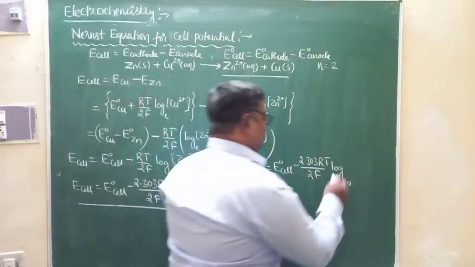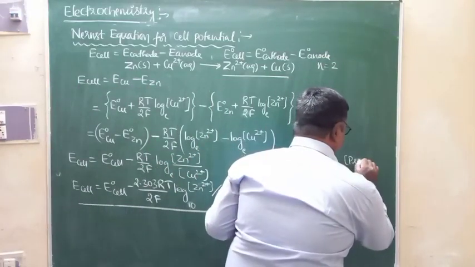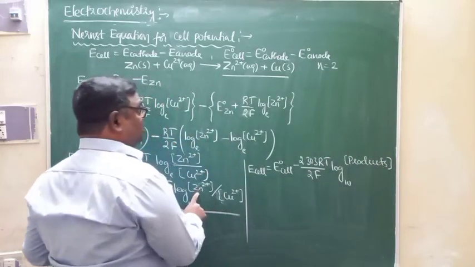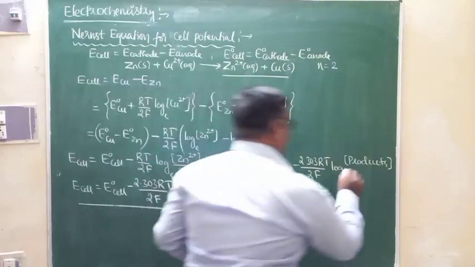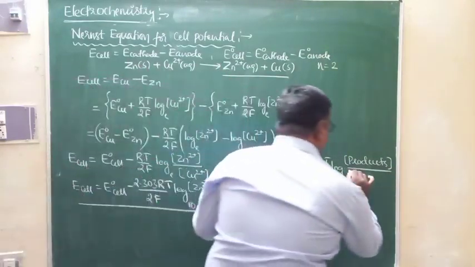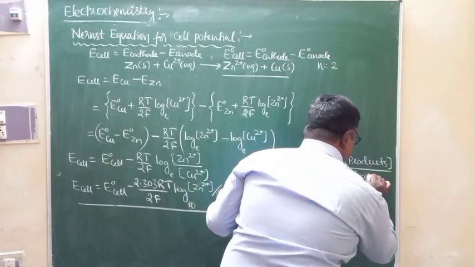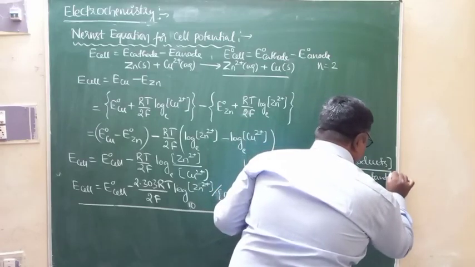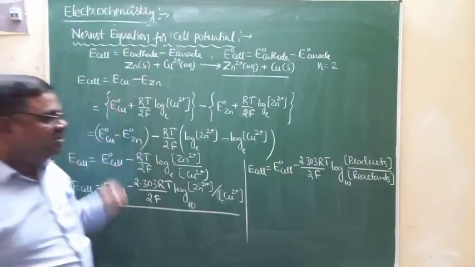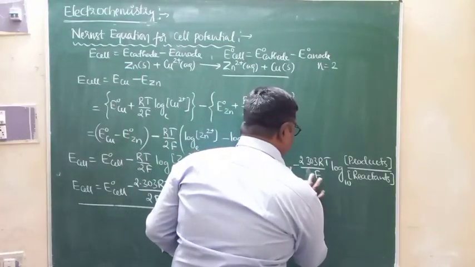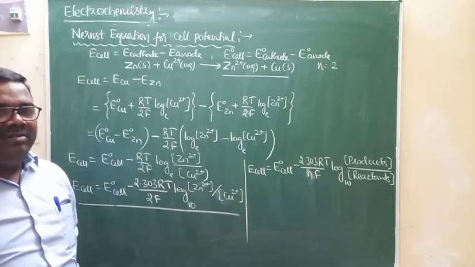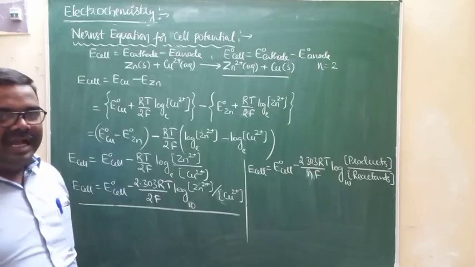Instead of Zn plus 2, I am going to write molar concentration of products, because Zn plus 2 is on the product side, divided by, instead of copper plus 2 ions, molar concentration of reactants in the cell reaction. Here the 2 is for the Daniell cell; for a galvanic cell, 2 can be replaced by N. For a galvanic cell, N is the number of electrons exchanged between cathode and anode.